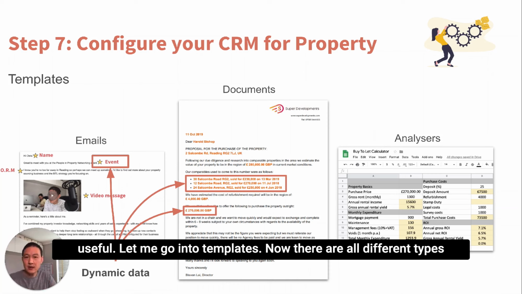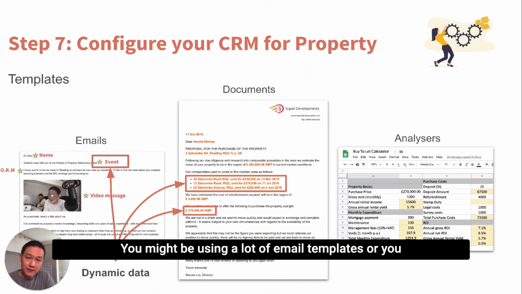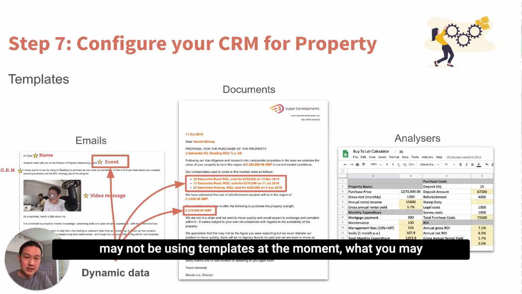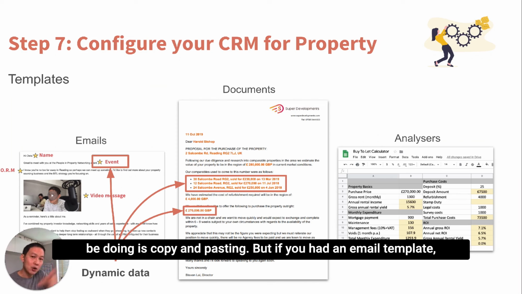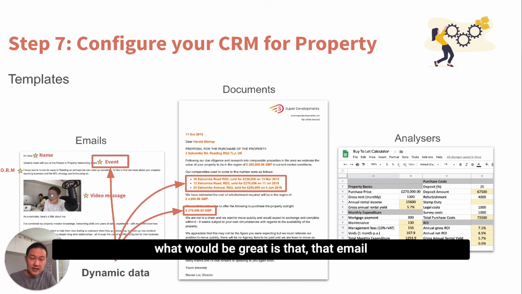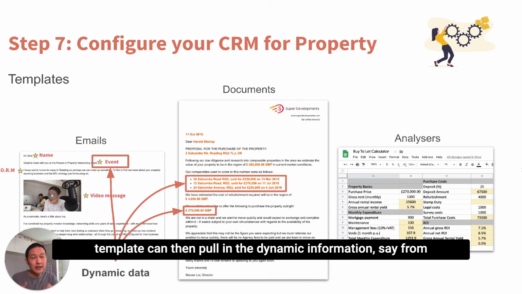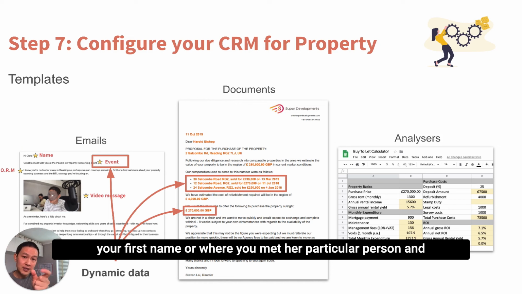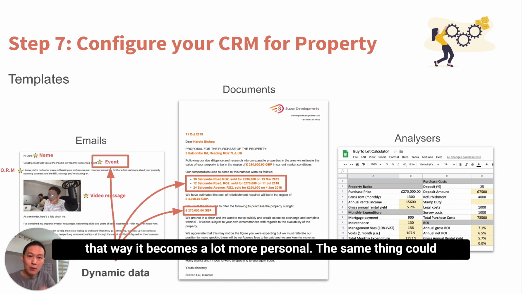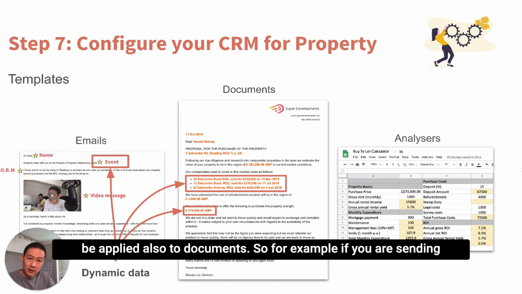Then we go on to templates. There are all different types of templates. You might be using a lot of email templates, or you may not even be using templates at the moment, so what you may be doing is copy and pasting. But if you had an email template, what would be great is that it could pull in the dynamic information, say your first name or where you met a particular person, and that way it becomes a lot more personal. The same thing can be applied also to documents.